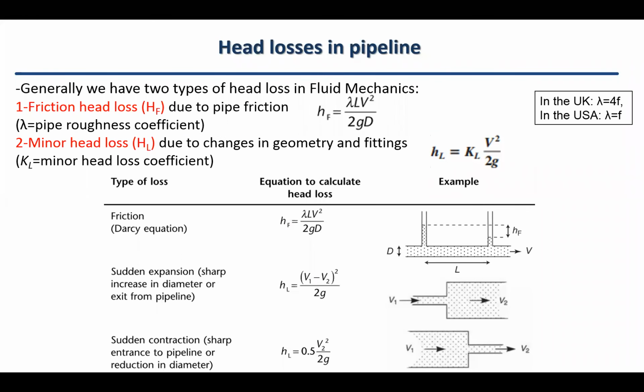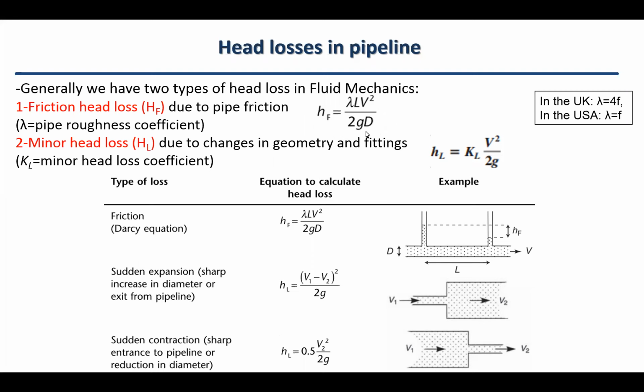One of the most important head losses that we experience in pipelines is called friction head loss. Friction head loss is one of the most typical ones and is denoted by HF. So HF, or friction head loss, is due to the pipe friction on the sides of the pipe.